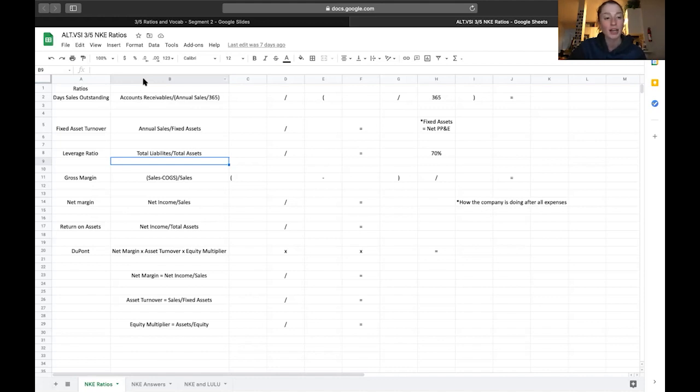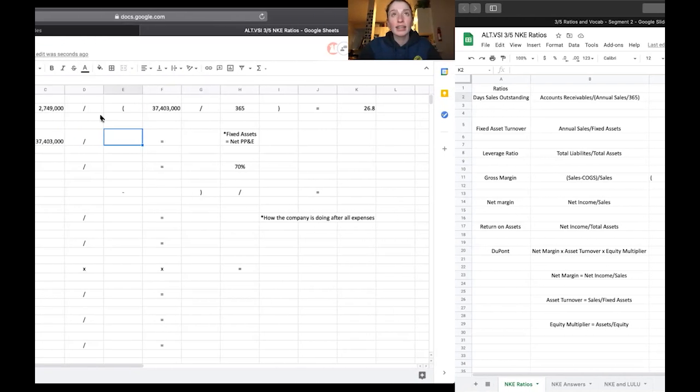It's a big chapter. So you'll see for days sales outstanding, you have accounts receivables divided by annual sales divided by 365. So your job is to find accounts receivables on Nike's financial sheets and write out which number it is. You write out the whole equation and what it equals, and you're going to solve all of them. I'm going to give you guys like 15, 20 minutes, and I will check in with you if you are not finished. If you have any questions while you're going along, just put them in the chat.